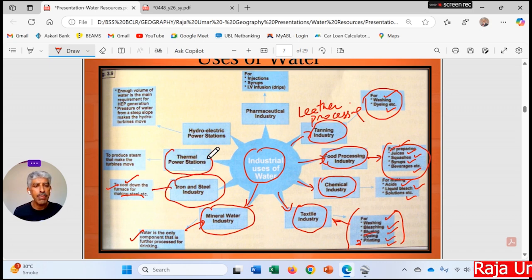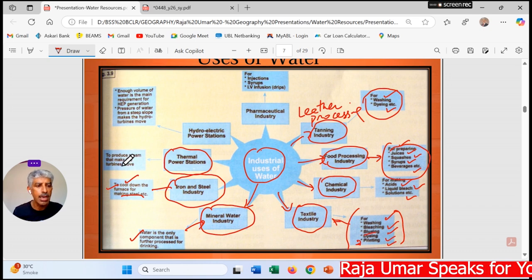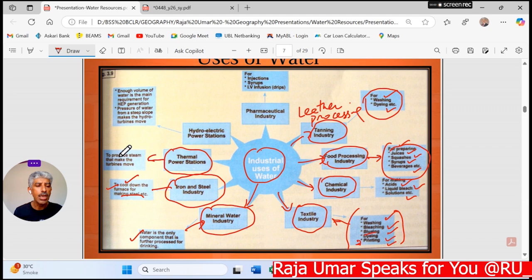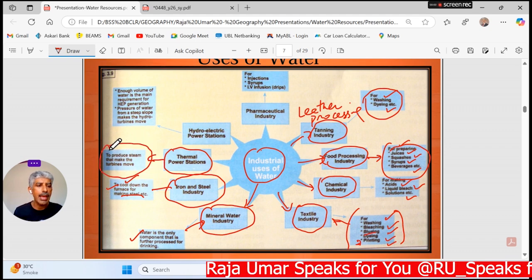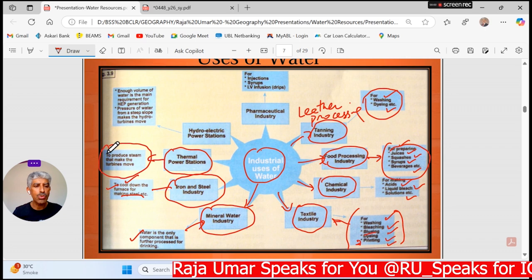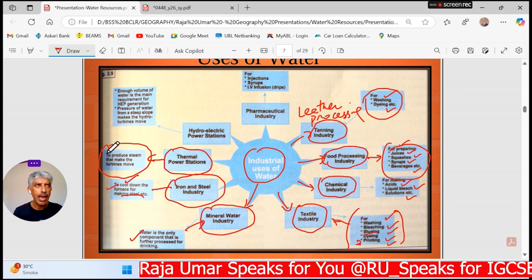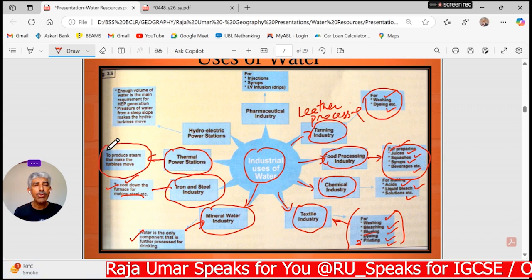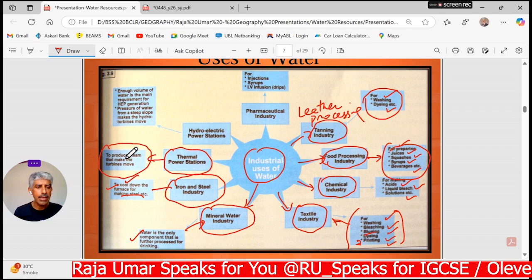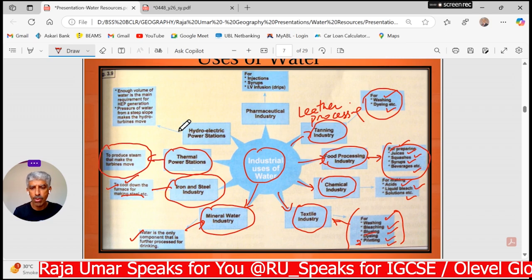Then thermal power stations, very importantly, as we know that right now Pakistan is having more than 90 thermal power stations in the public and private sector, and all those thermal power stations are consuming water, heating it up, converting it into steam, and that steam is moving the turbines to generate power for us, and that power is being supplied, leading to low load shedding these days in our country.